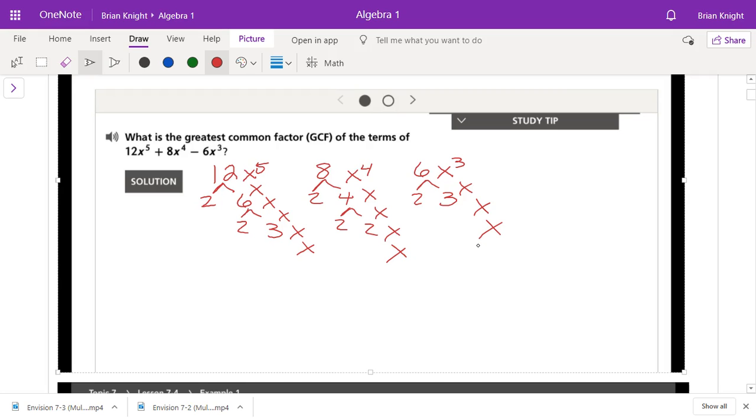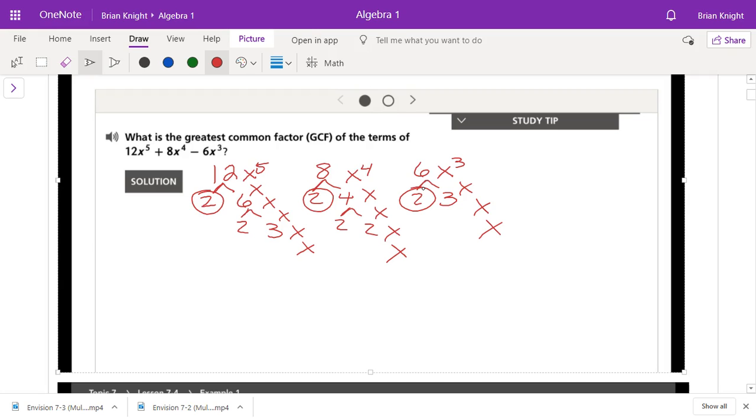Okay? Do they all have a 2? Yes. They all have at least one 2. All right. Do they all have a second 2? No. All right. So 2 is the common factor between 12, 8, and 6.